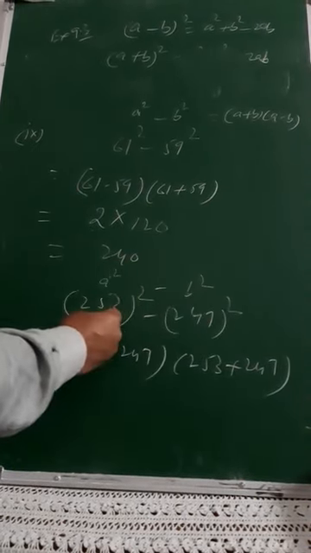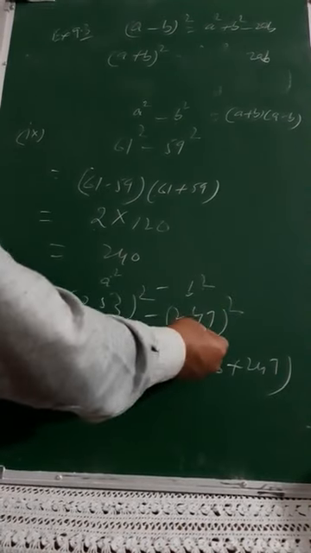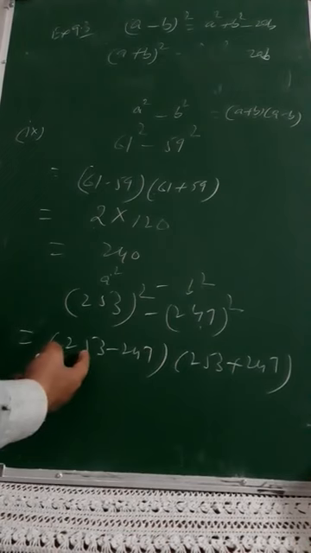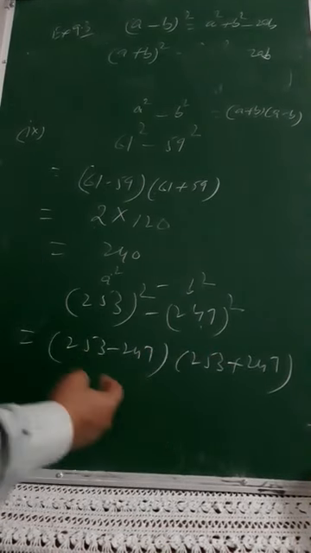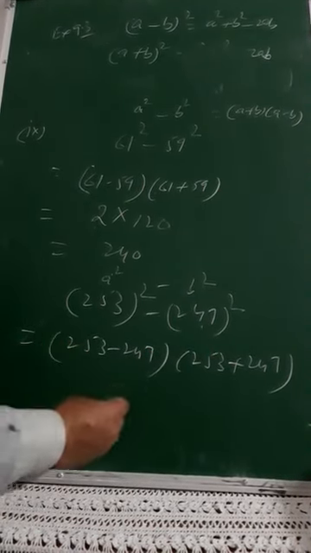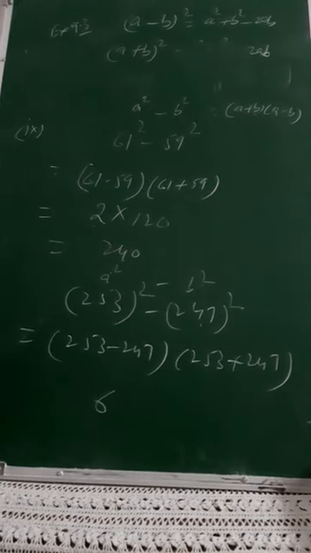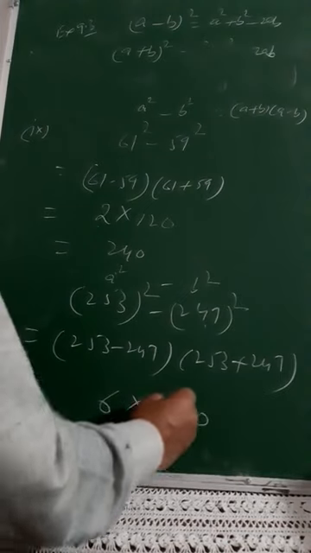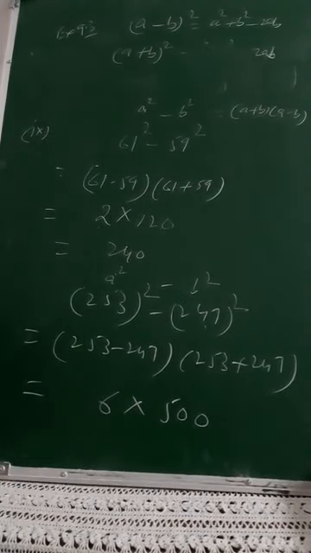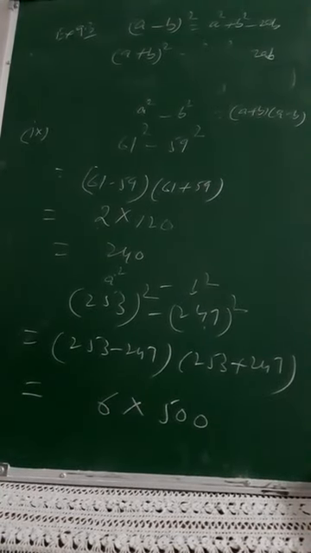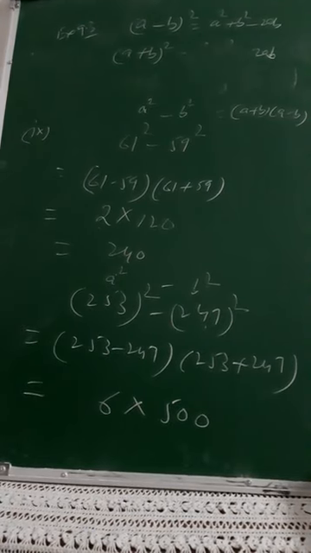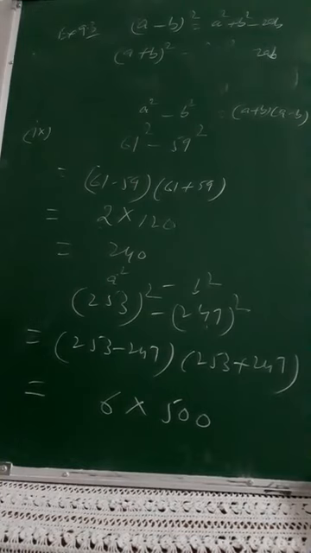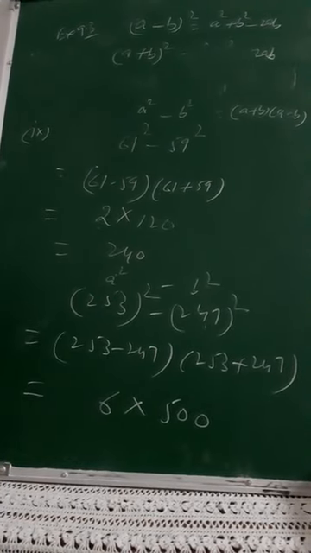Then a is 253, b is 247, and that is always equal to (a plus b) into (a minus b). So the sum is 500, and there is a difference of 6. Very simple, you see, these terms are arranged accordingly so that no difficulty will be found in getting the answer. Then 6 into 500 will make it 3000. So in that way you can get it.